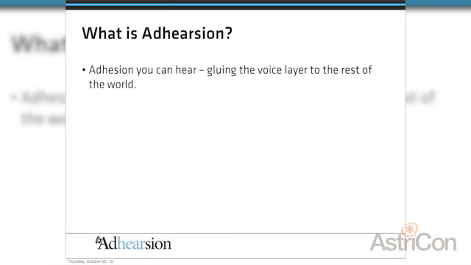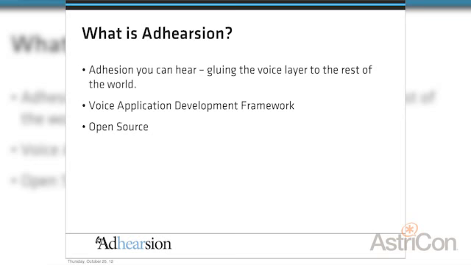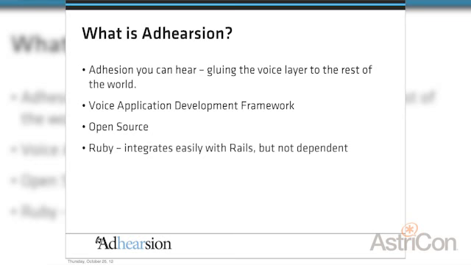Adhearsion, so the guy who created Adhearsion was a gentleman named Jay Phillips, a Ruby developer. He called it adhesion that you can hear, which is kind of a strange name, but his intent was to indicate that you can glue Asterisk to everything else. Adhearsion itself is a voice application development framework. It's open source. It's written in Ruby, so most of you here probably at least have heard of Ruby on Rails if you have not actually worked with it.